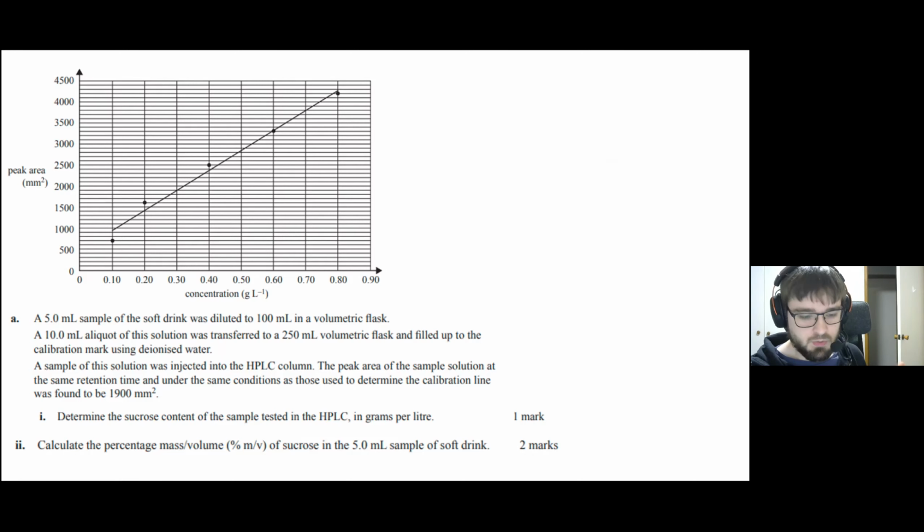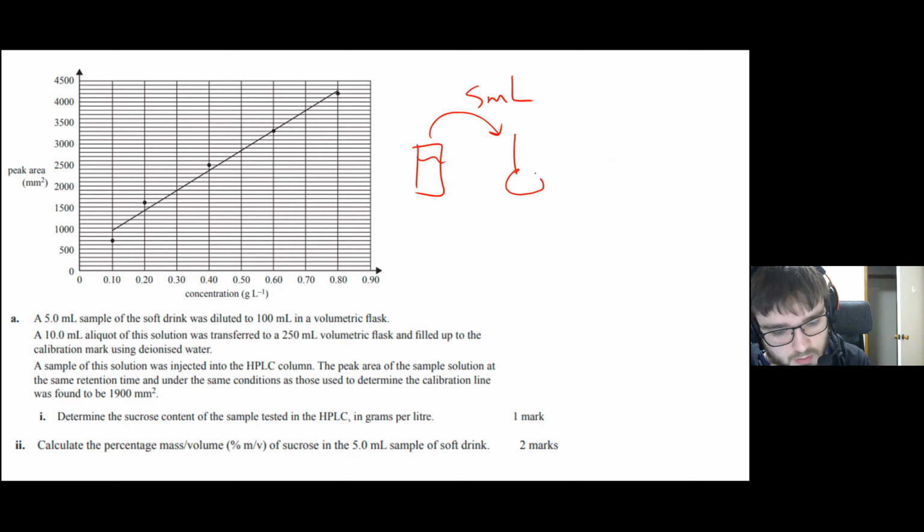When I see questions like this, which are going to have a bunch of steps to them, sometimes I like to draw a diagram to show what's going on. So we've got our drink here, and I'm moving out 5 mils into a volumetric flask, and then that's being filled up to 100 mils. You could also just write down what the dilution is. So 5 mils into 100, 5 goes into 100 20 times, so it's a 20-fold dilution. I'm just going to go with my drawing here though.